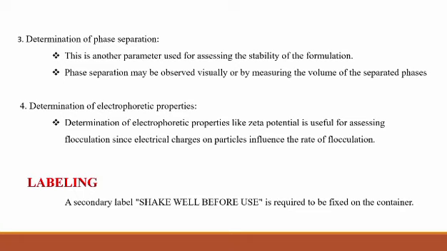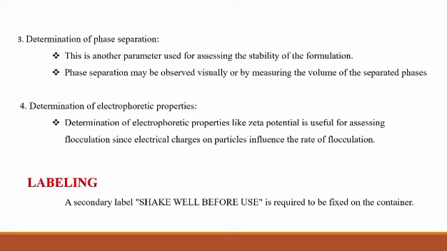It can be evaluated by visual observation. First, the emulsion is kept in a graduated cylinder or a bottle, and we have to regularly check whether there are any instability problems, any formation of separate layers, or creaming or cracking or any other phenomena. So for determination of phase separation, first we have to evaluate it using the visual observation method.